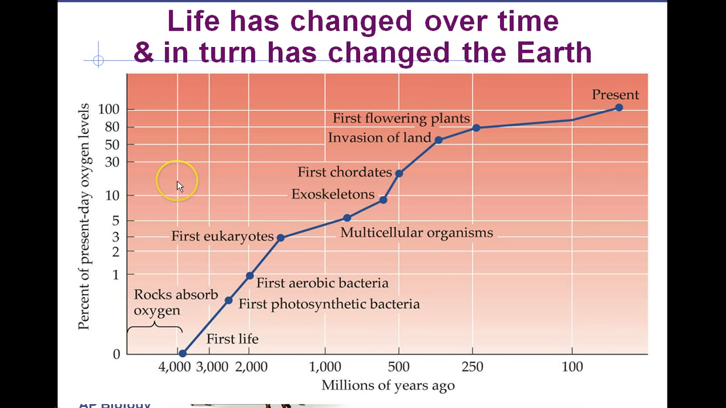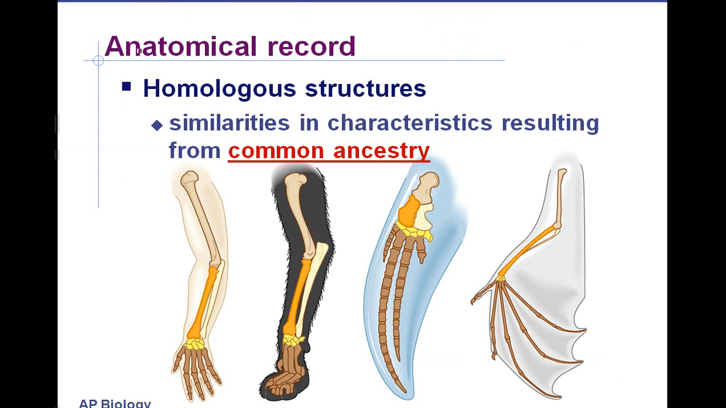Here we have another kind of graph showing some of the oxygen levels in our atmosphere. And as photosynthetic bacteria and eventually plants become prevalent, the oxygen levels go up in the atmosphere. So we have changed the atmosphere, or living things rather have changed the atmosphere over time. All right, we're moving on to new notes here now.